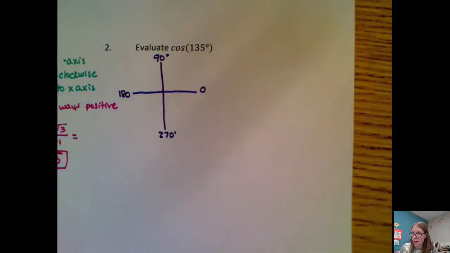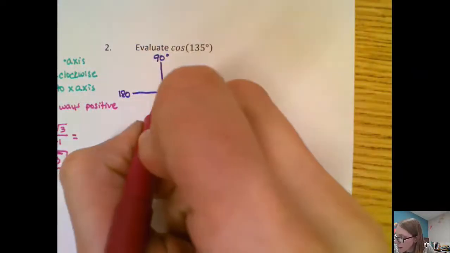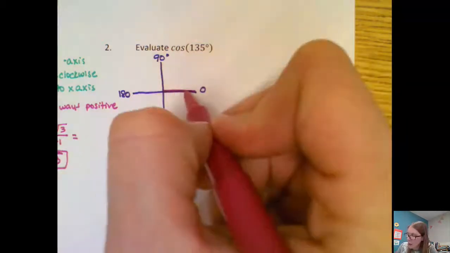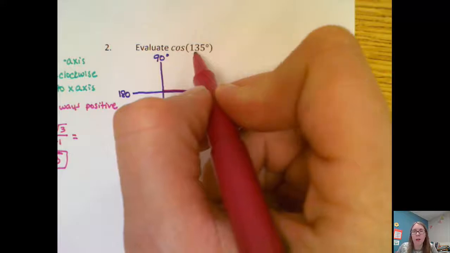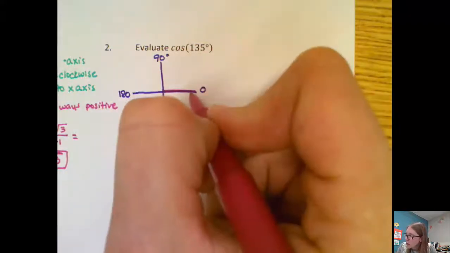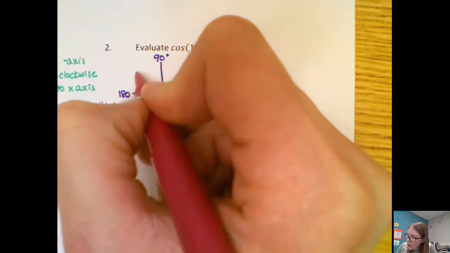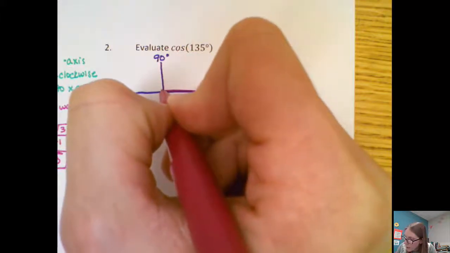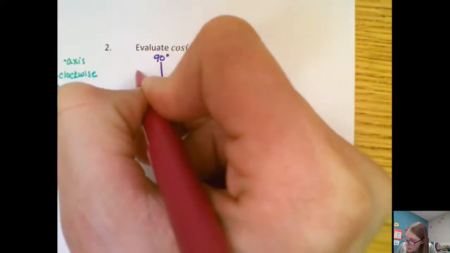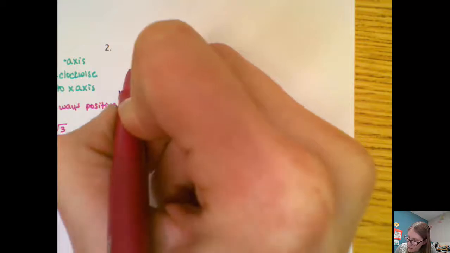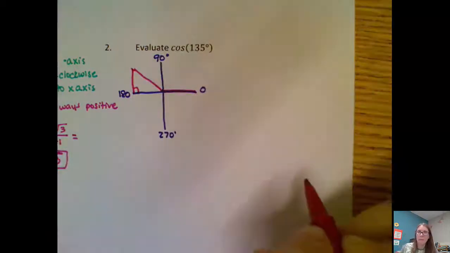And then again, we start off at the positive x-axis. We'll have one side here, and we go counterclockwise 135 degrees. So 90 degrees takes me here. 135 degrees takes me halfway between the 90 and the 180. And again, we draw our triangle to the x-axis.